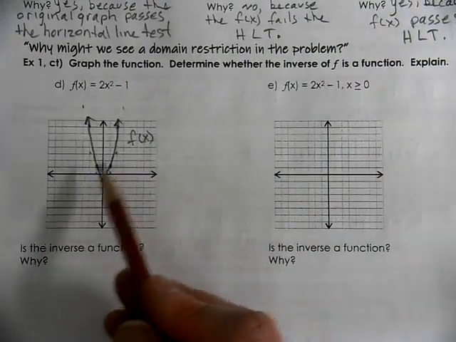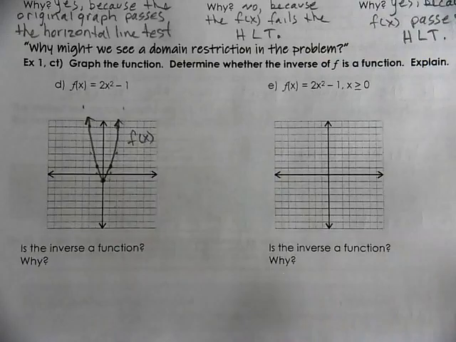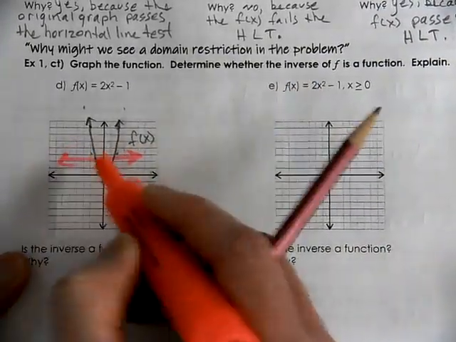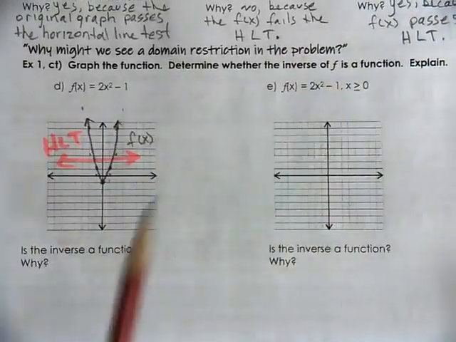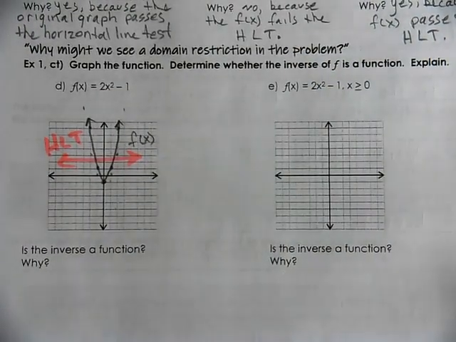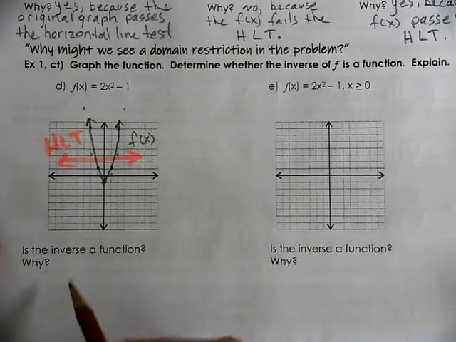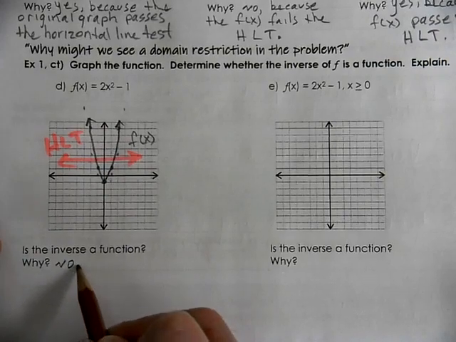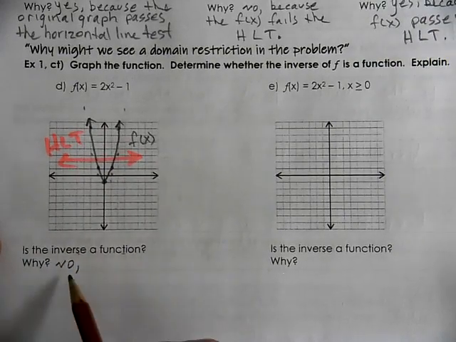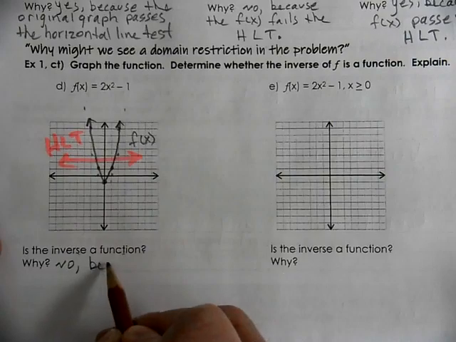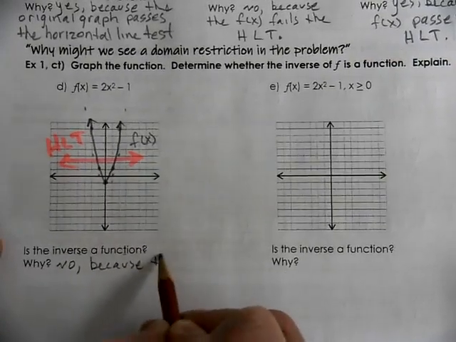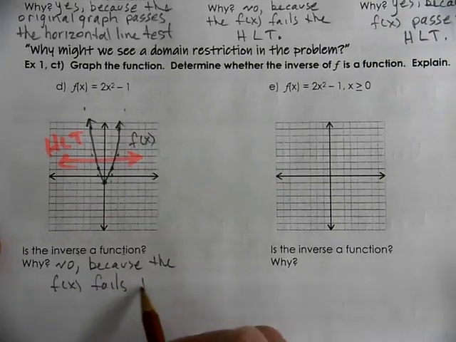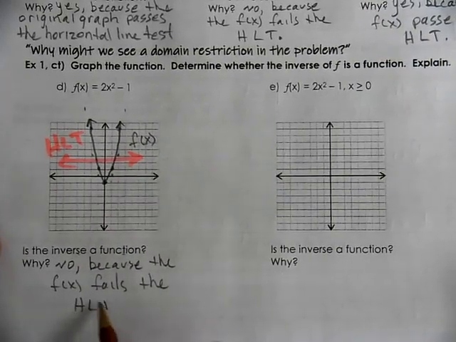So if we're looking at a parabola, a horizontal line test is going to touch it twice. So that means its inverse is not a function. So is the inverse a function? We get no, because the f of x fails the horizontal line test.